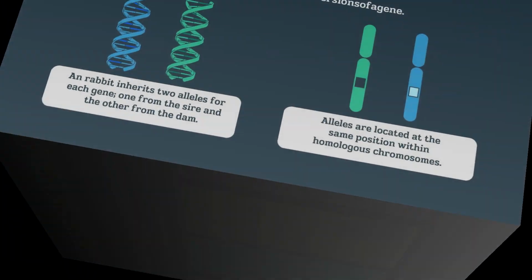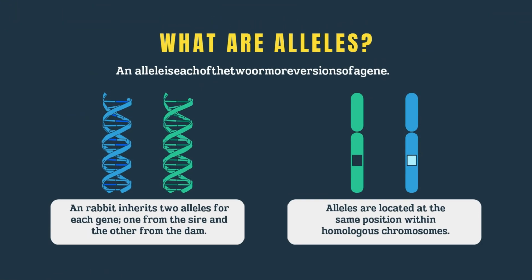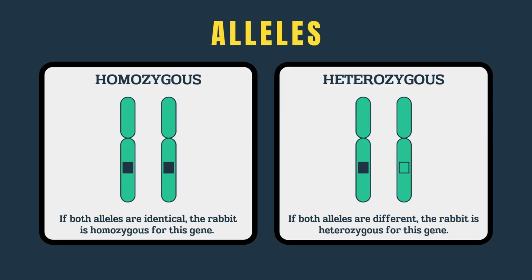A rabbit inherits two alleles for each gene, one from the sire and the other from the dam. Alleles are located at the same position within homologous chromosomes. If both alleles are identical, the rabbit is homozygous for this gene. If both alleles are different, the rabbit is heterozygous for this gene.